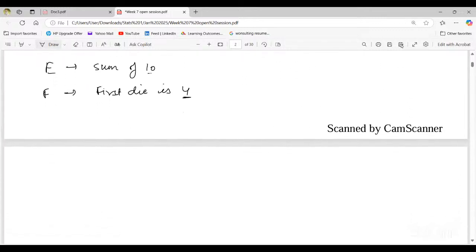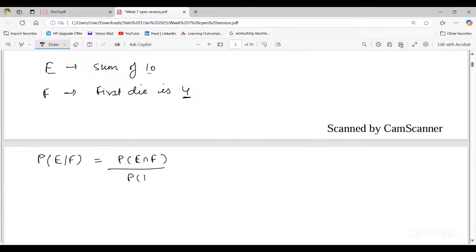So my P of E should be 3 by 36, right? See, I am asking you to find the probability that the sum of the pair of rolling dice is 10, given that the first die lands on 4. So basically, you have to find probability of E given F. That would be probability of E intersection F upon probability of F. Now let's find out the numerator and the denominator.